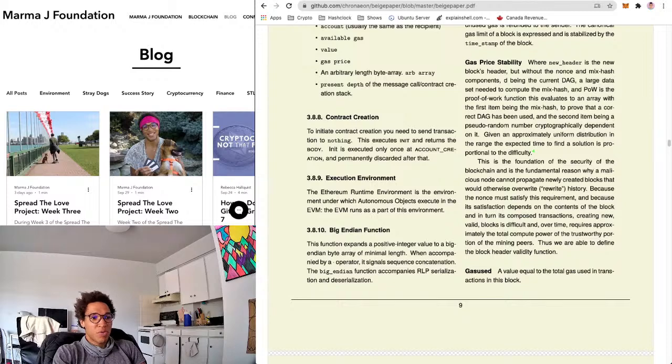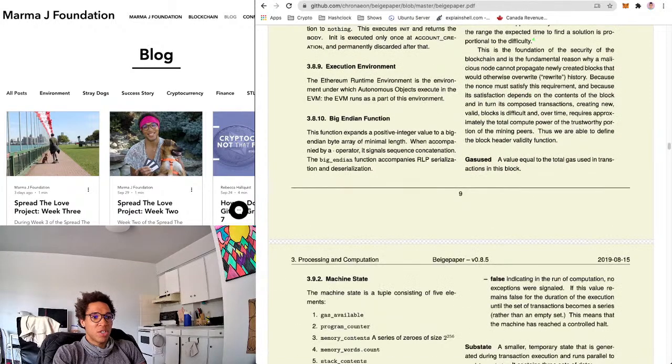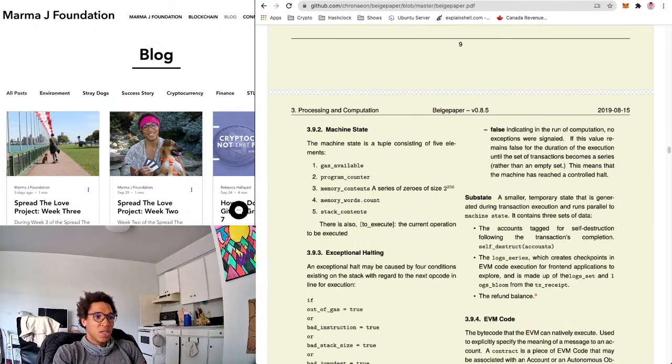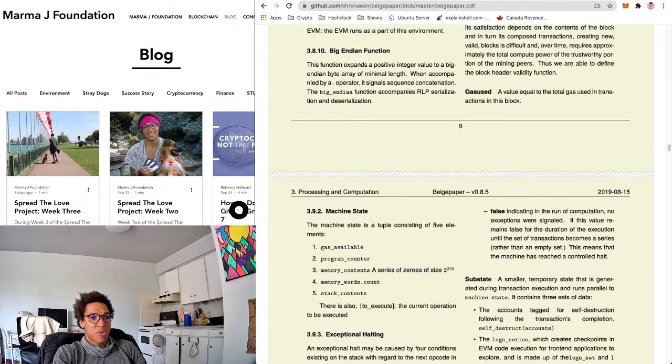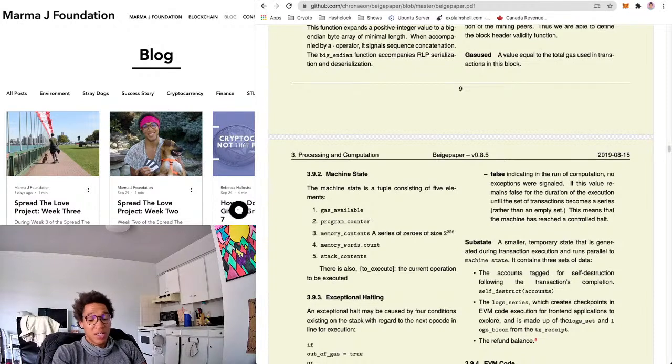Gas used, a value equal to the total gas used in transactions in this block. So you can see this on Etherscan. You can go to Etherscan and see the amount of gas used in every block. It will not always be 12 million. That's the limit, but the amount used will always be different.